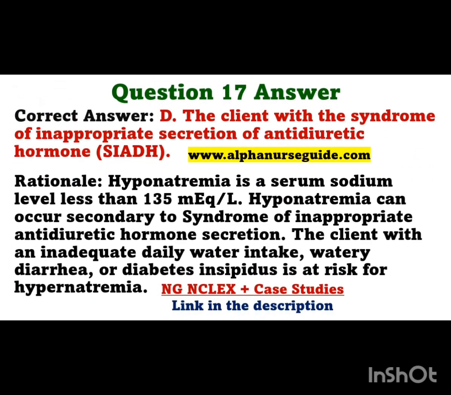The correct answer is D. The client with the syndrome of inappropriate secretion of antidiuretic hormone. Rationale: hyponatremia is a serum sodium level less than 135 milliequivalents per liter. Hyponatremia can occur secondary to syndrome of inappropriate antidiuretic hormone secretion. The client with an inadequate daily water intake, watery diarrhea, or diabetes insipidus is at risk for hypernatremia.